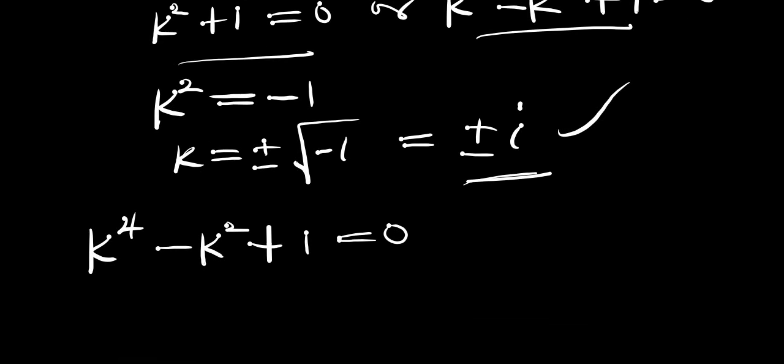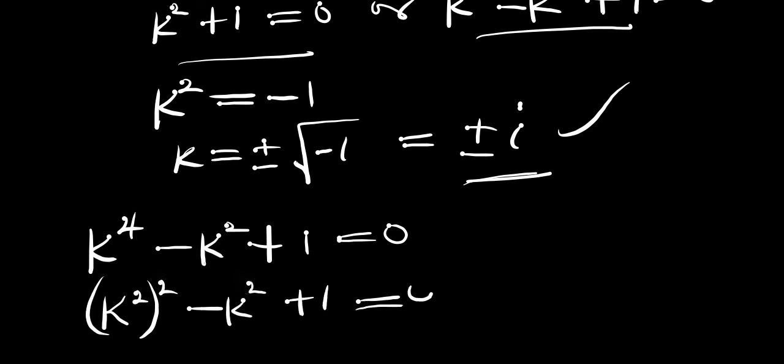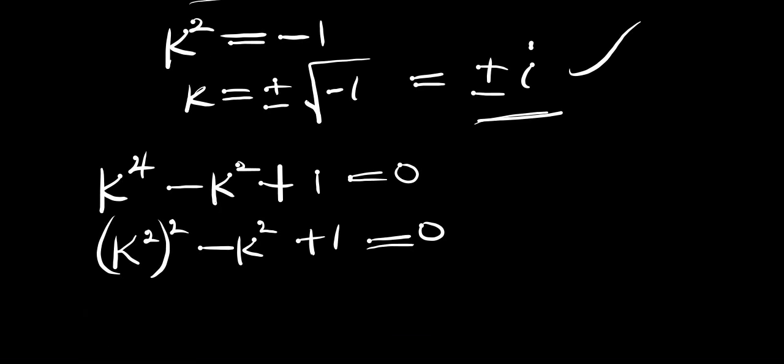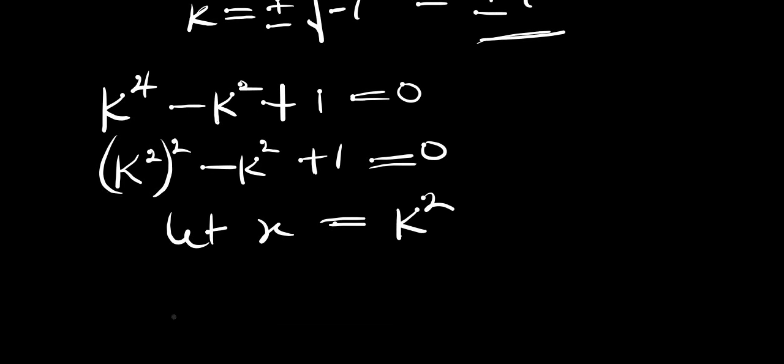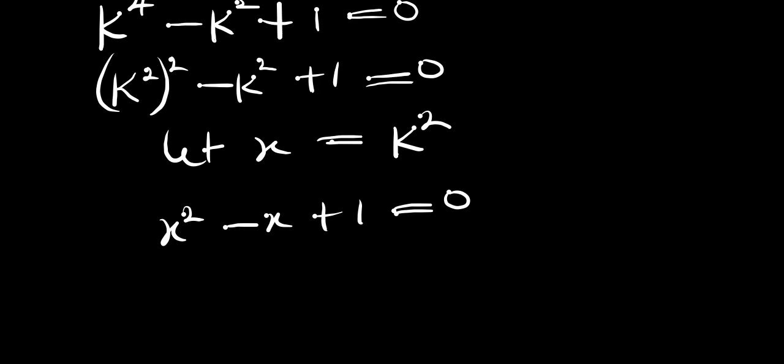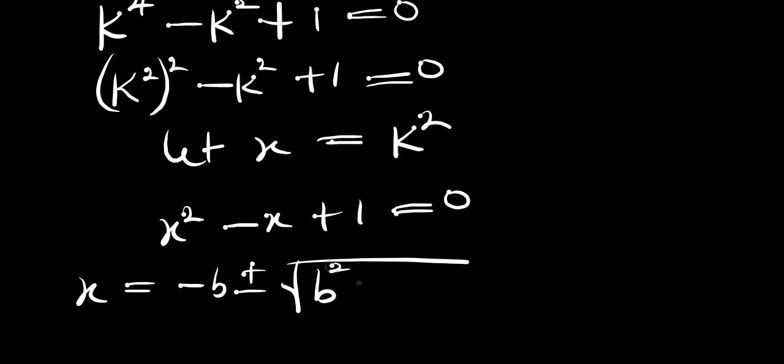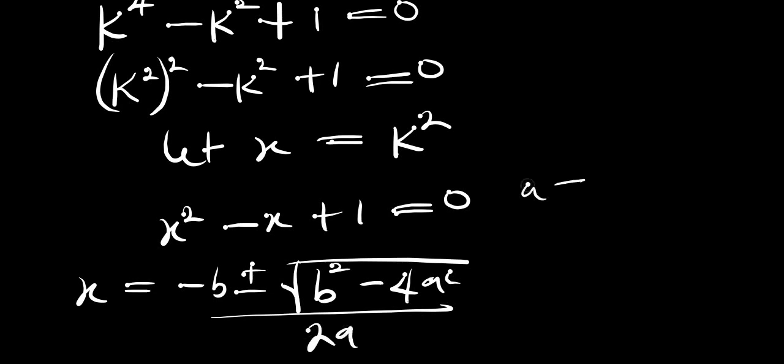Now I can decide to rewrite this as k power 2, all power 2. Let's do that. Then you have minus k power 2 plus 1 equals 0. So from here, I can say let x equals k power 2. So we are going to have x squared minus x plus 1 equals 0. So let's go ahead and solve this quadratic equation using the formula method. And from here we have a equals 1, b equals negative 1, and c equals 1.